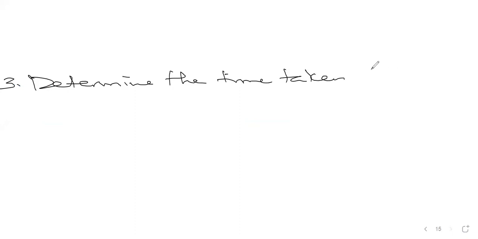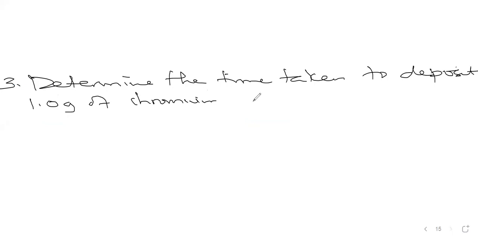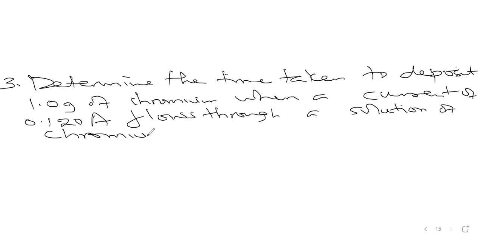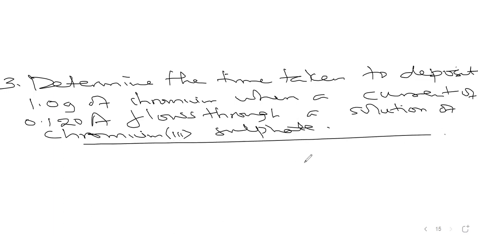It says, determine the time taken to deposit 1.0 grams of chromium when a current of 0.120 amperes flows through a solution of chromium 3 sulfate. We want time.